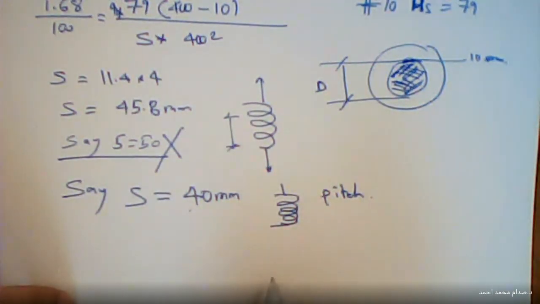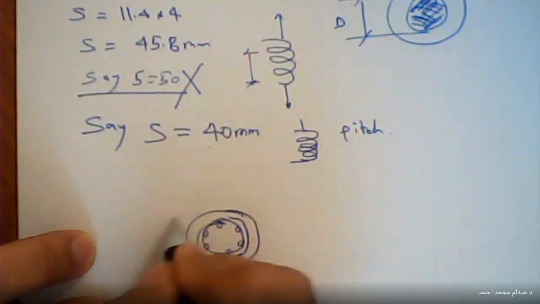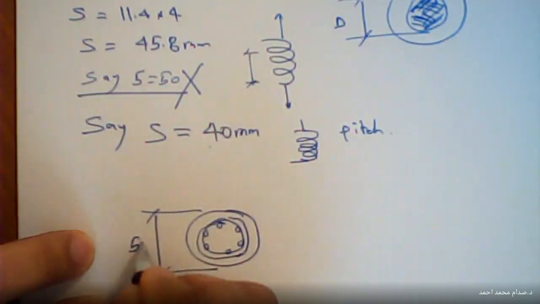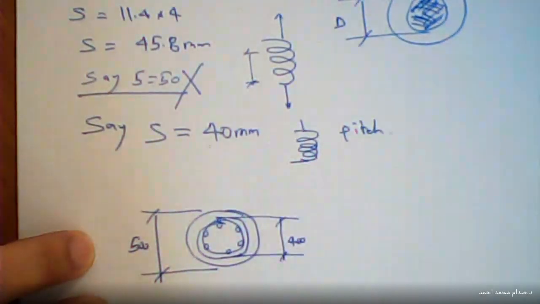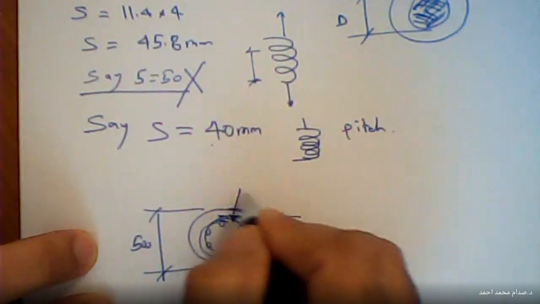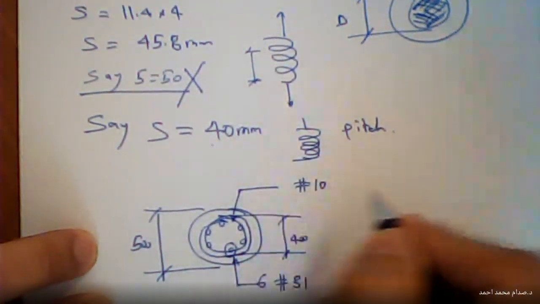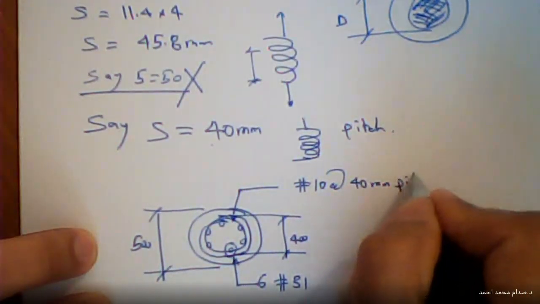So that's all, we finished this one. The last thing is we have to make a proper sketch. So we are just going to put these six bars inside. Raise the paper, please. Okay, this is 500. The reinforcement is located inside by 400, the core. The main reinforcement is 6 number 31, and the spiral is number 10 at 40 millimeter pitch.